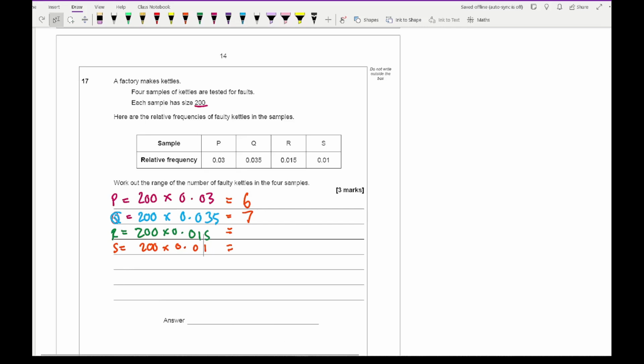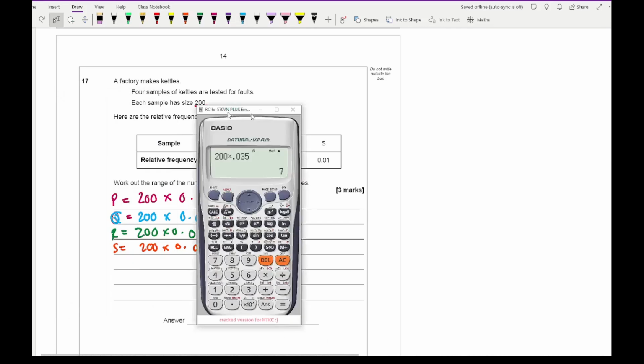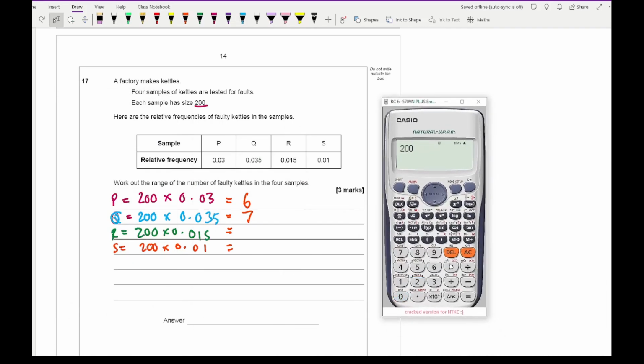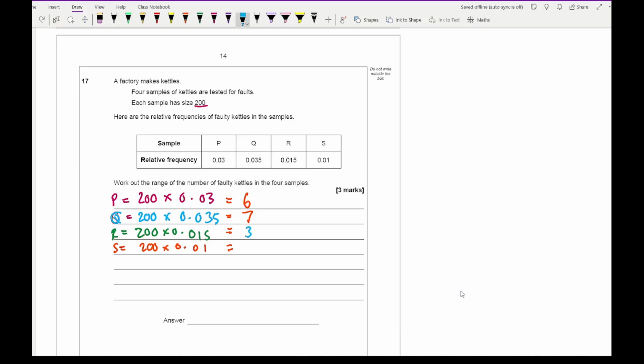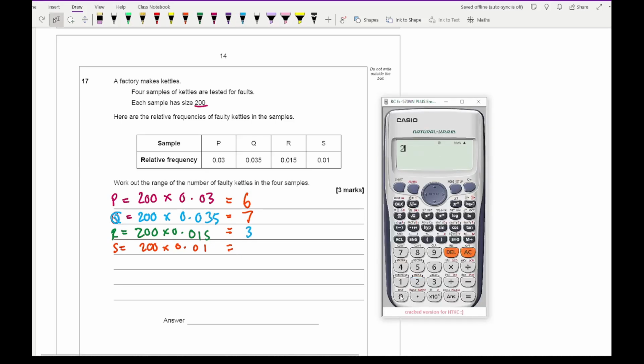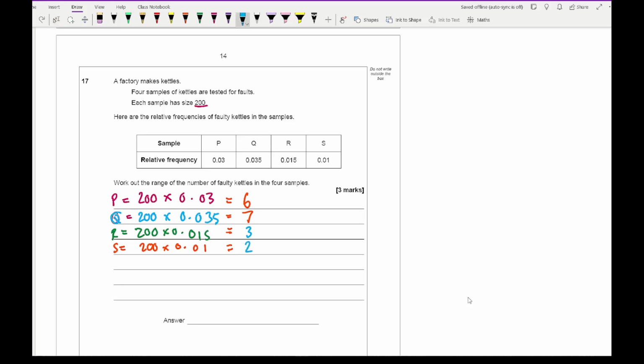And then for R, we've got 200 times 0.015, and we get 3. And then finally for the last one, we've got 200 times 0.01, which gives me an answer of 2. So here what it's doing is asking me for the range of values. So which is the smallest? 2. So 2 is the smallest. Which is the biggest? 7. So the range is going to be 7 take away 2, giving me an answer of 5.